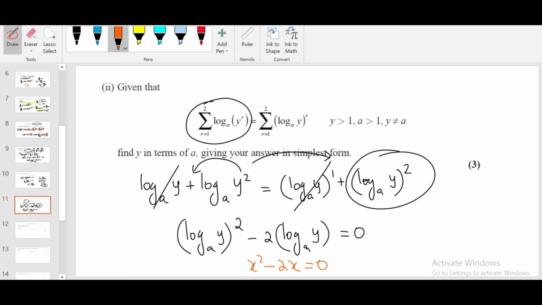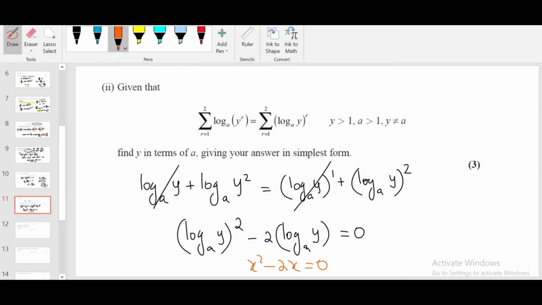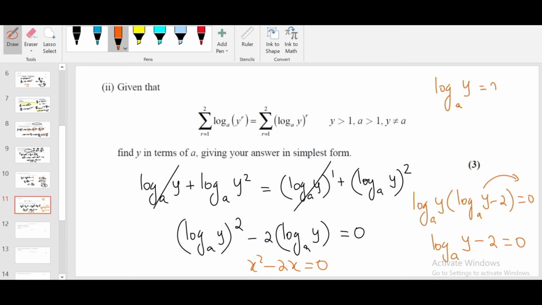Does it look like x square minus 2x is equal to 0, a quadratic equation? You can solve the quadratic equation, right? So when you solve it, you can take log y as a common factor out. You will get log y times (log y minus 2) is equal to 0. So there is only one solution, since y is greater than 1. Log y to the base a minus 2 is 0. So log y to the base a is equal to 2. Rewrite using power: a power 2 is equal to y. So that's the solution. Y is equal to a square.